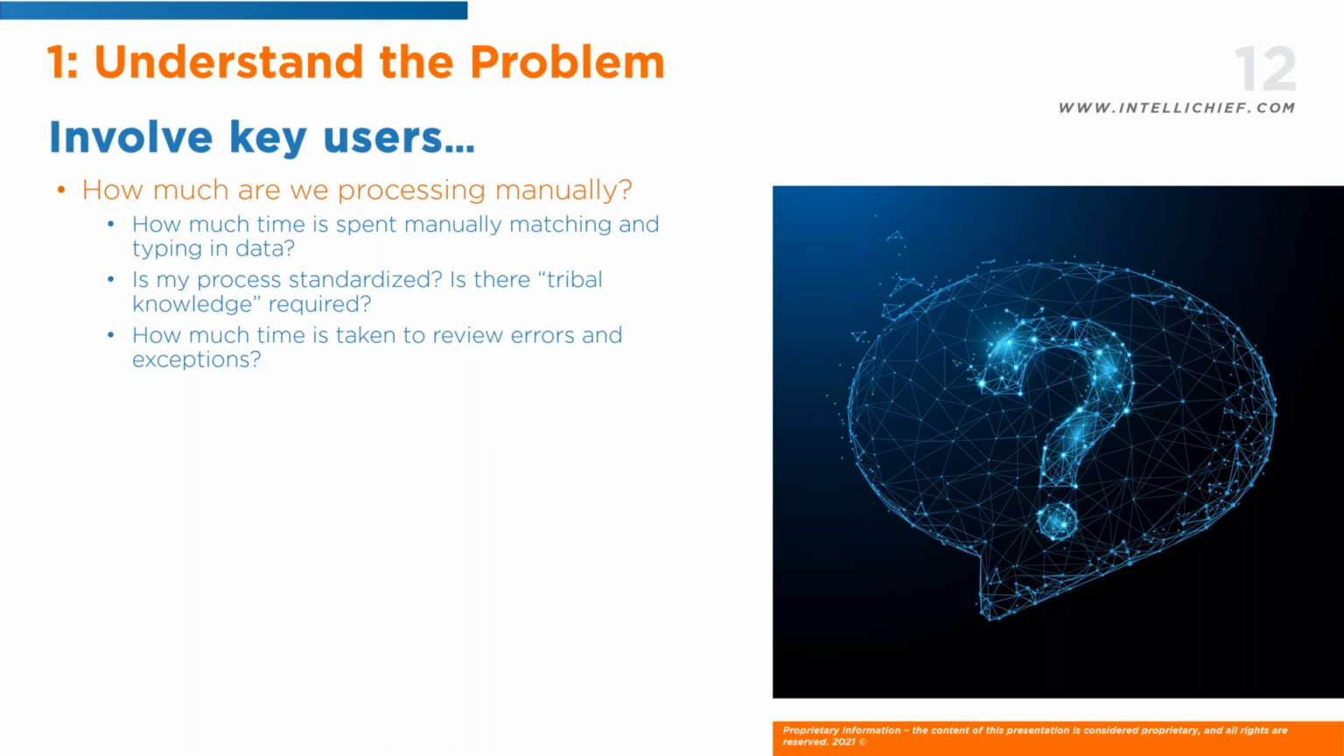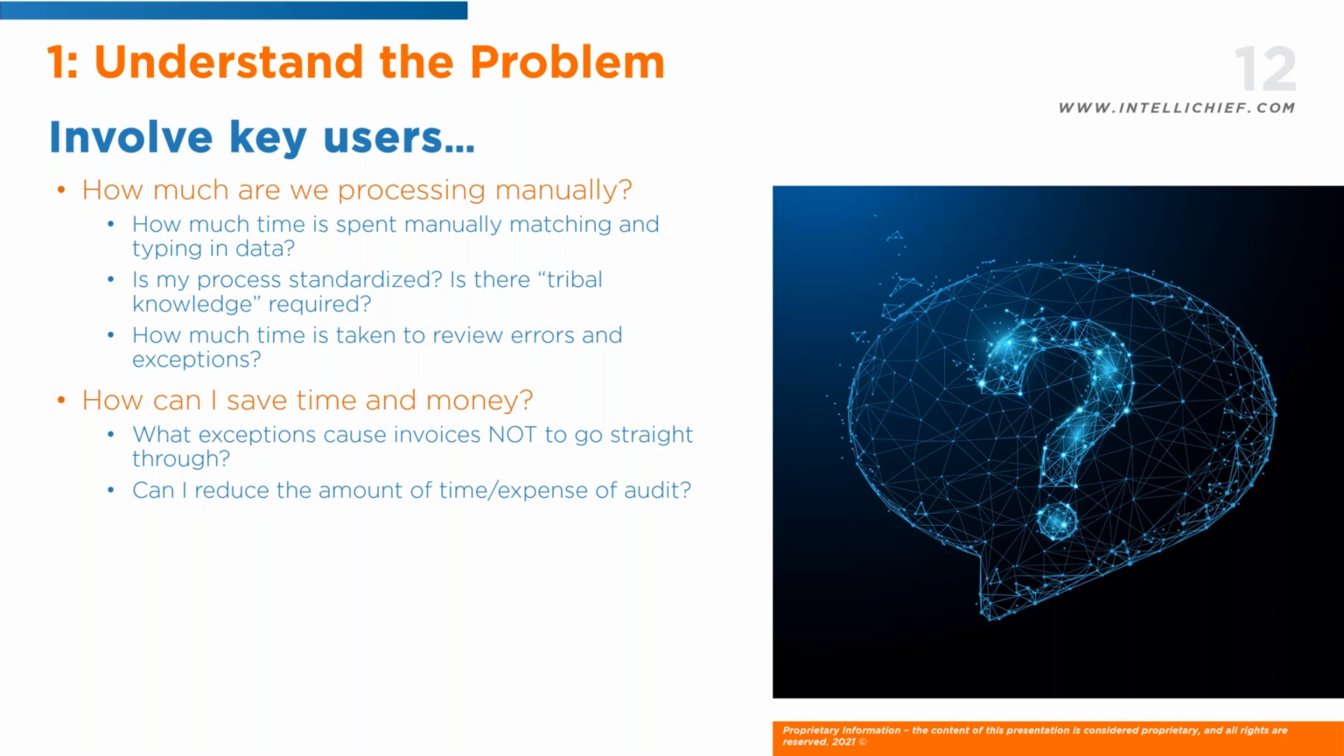So how much time is taken to review errors and exceptions when something doesn't go the way it's supposed to do? How long does it take me to figure out what the issue is so I can get that invoice processed? On the saving time and money end, examples: what exceptions cause invoices not to go straight through? So if you already have a tool that helps from an AP automation perspective, what specifically are the exceptions that happen over and over that cause this not to go straight through, right? Is it a unit measure issue where the PO unit measure doesn't match the invoice? Things like that. Those are the ones we're after, right?